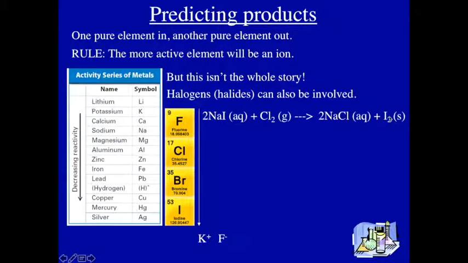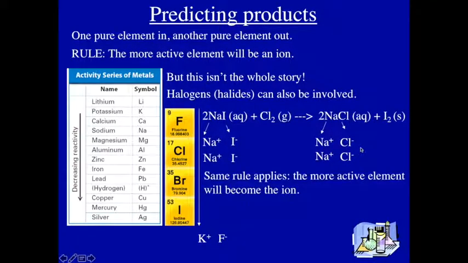So really, truly what we're looking at here, we have 2 sodium ions that are dissolved in a solution. We have 2 iodides, which are dissolved in a solution. On the other side of this, we still have those sodium ions exactly where they were before. Now we have, instead of iodide with a -1 charge, we have chloride with a -1 charge. And then we have iodine now as a neutral molecule.